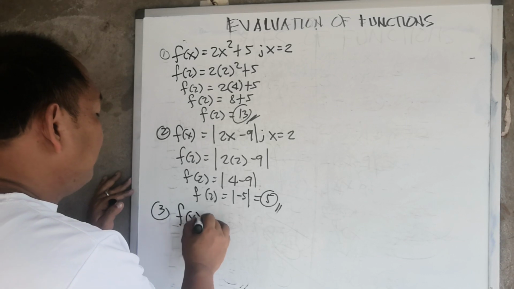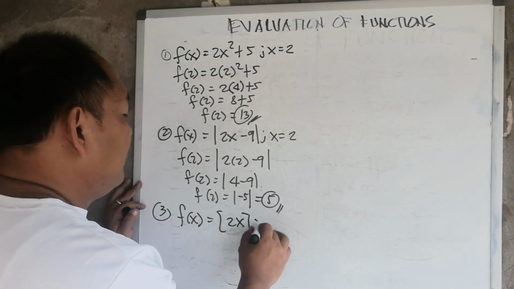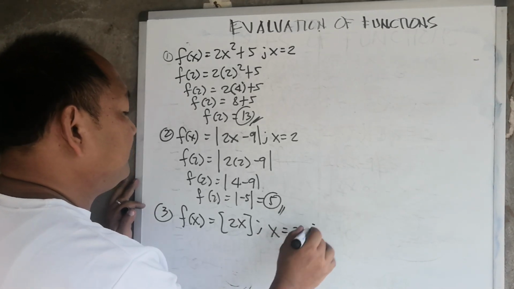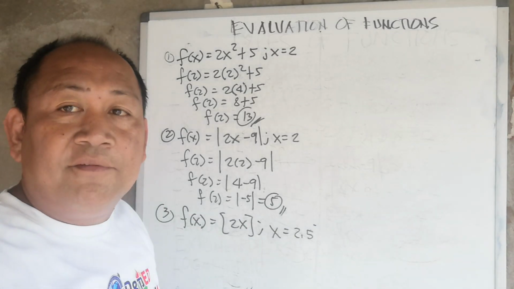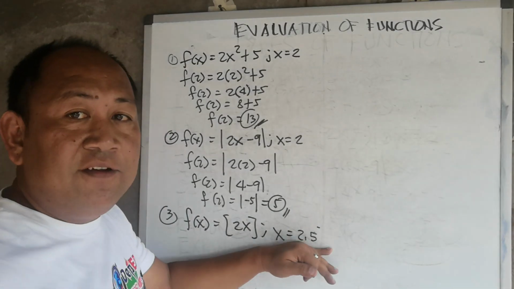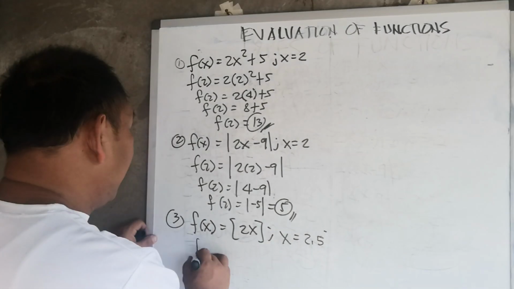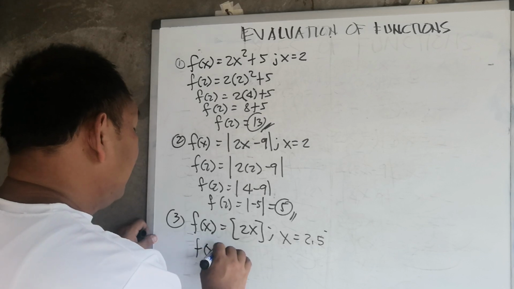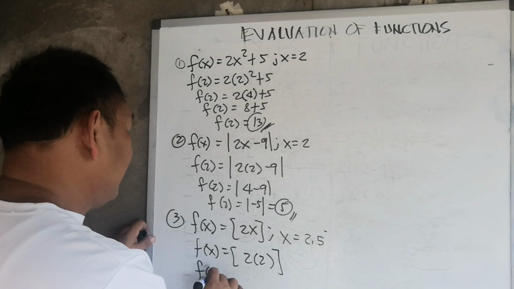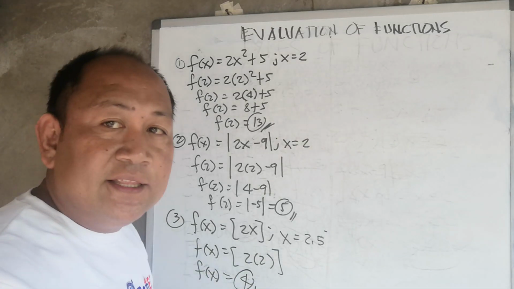Okay, number 3. We have f of x equals greatest integer 2x, where x equals 2.5. Okay. Remember, we have to round down the given value of x. So that is 2.5. So that's going to be rounded down to 2. Okay, so f of x equals 2 times 2. So f of x equals 4. So that's going to be the answer.